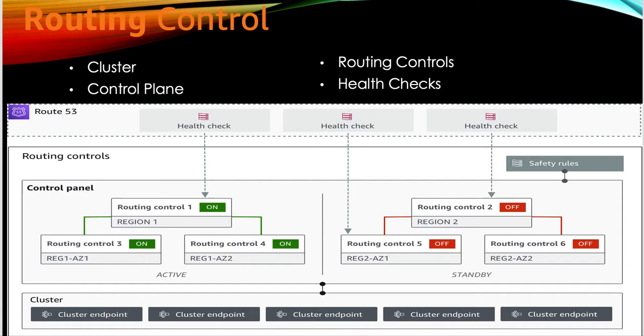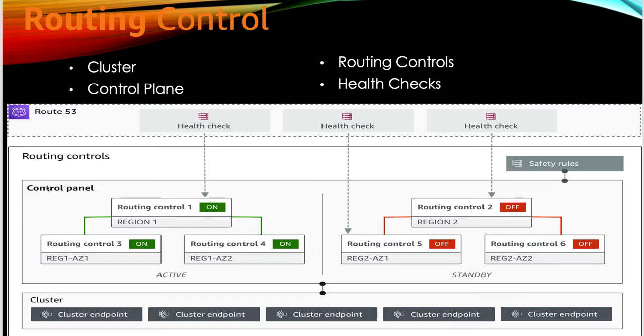So it has four different components, you can say. First one is the cluster. So cluster is basically created to host your control plane, your routing controls and your health checks. And it provides you a cluster endpoint. So if you are using any API or CLI commands to provide high availability, it provides you five different endpoints which are highly available in different regions. So you can use any one of these endpoints to make those API calls and make sure they succeed. If one region is down, you can use another region's endpoint, and it will help you make sure that the API call is successful.